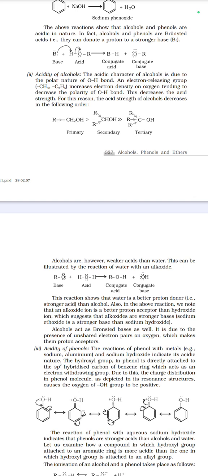The acidic character of alcohol is due to the polar nature of the O-H bond. An electron releasing group, methyl or ethyl, increases electron density on oxygen, which tends to decrease the polarity of the O-H bond. This decreases the acid strength. The acid strength of alcohol decreases in the following order: primary, secondary, tertiary.